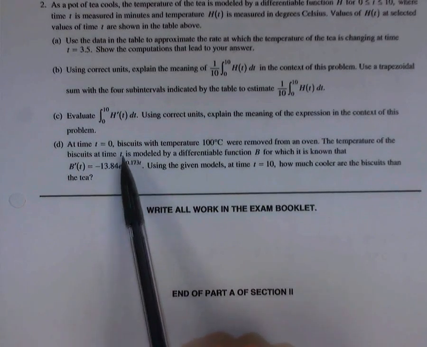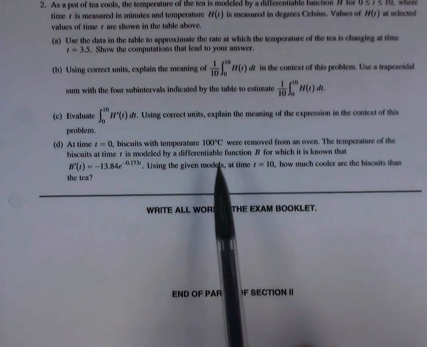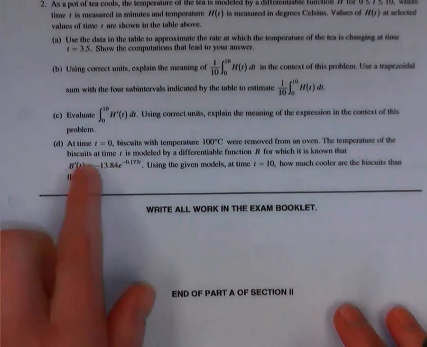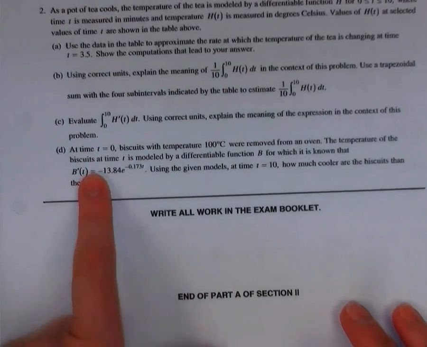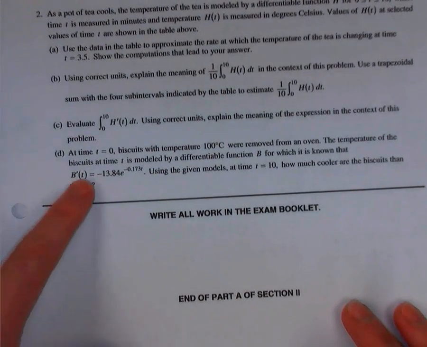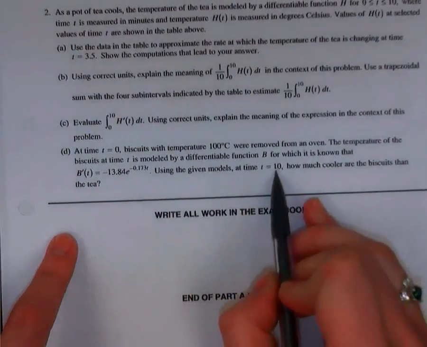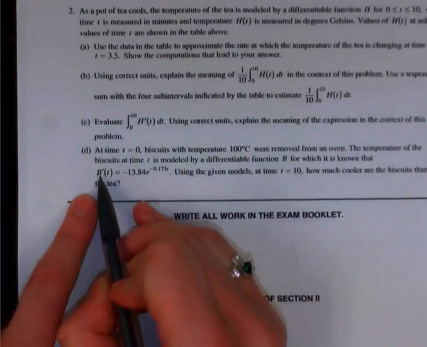And then finally, part D. At t equals 0, biscuits with a temperature of 100 degrees are removed from an oven. The temperature of the biscuits at time t is modeled by a differentiable function b, and we are being given the derivative of b, okay? Using the given models, at t equals 10, how much cooler are the biscuits than the tea? This is the rate that the temperature is changing for the biscuits. So I want to find the temperature.